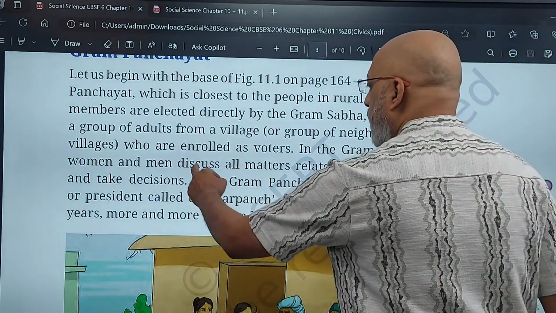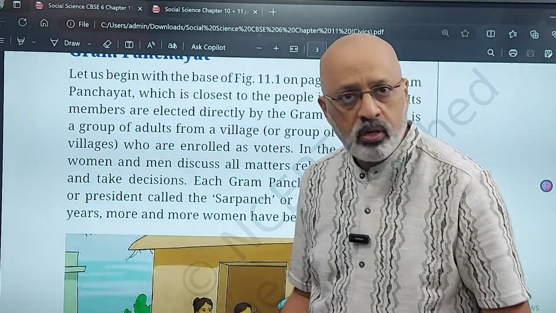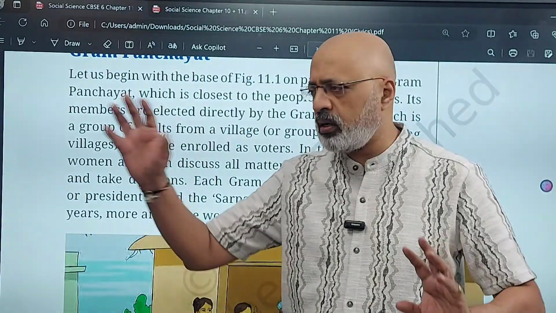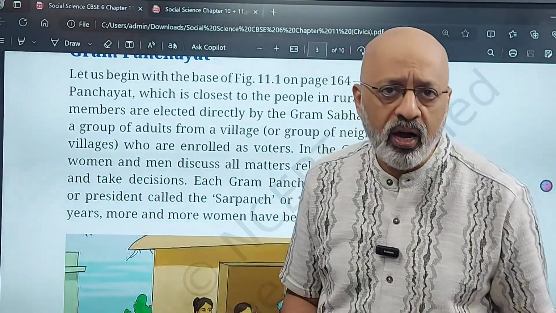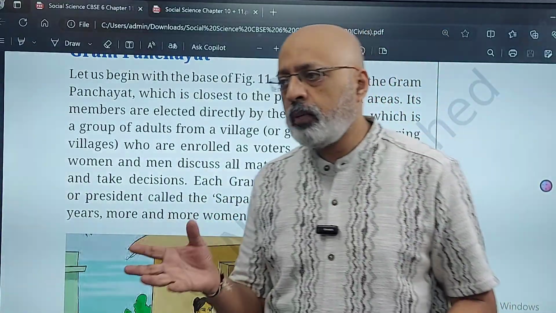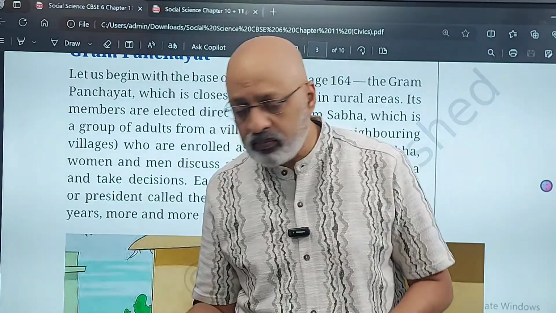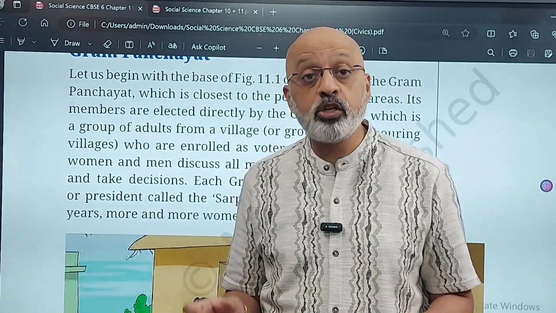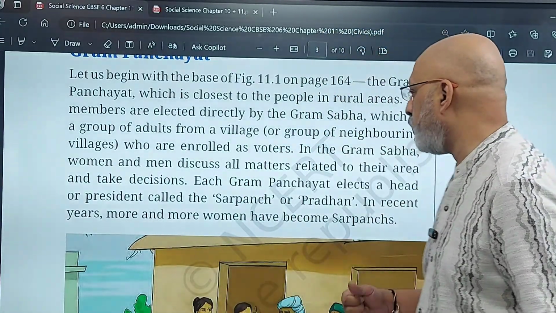In the Gram Sabha, women and men discuss all matters related to their area and take decisions. They sit together and take decisions, but the final powers are with the panchayat. If some people say this and some say that, then finally they decide what should be done. For example, we have only 20,000 rupees, so should we do this work or that work, which of these has more priority, which is needed more, and therefore we decide which one we want to do.